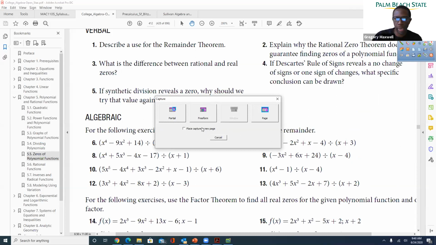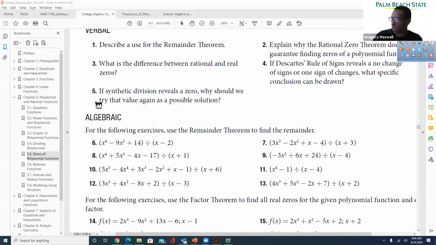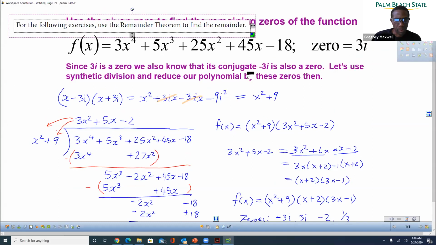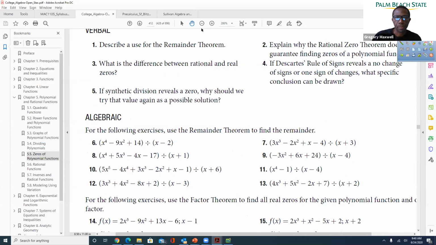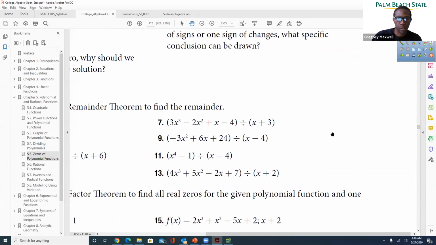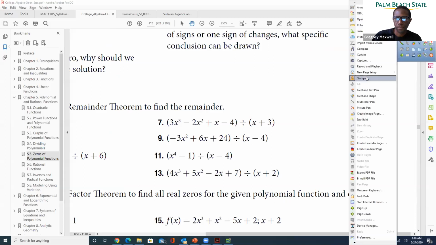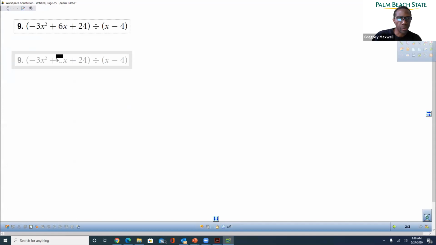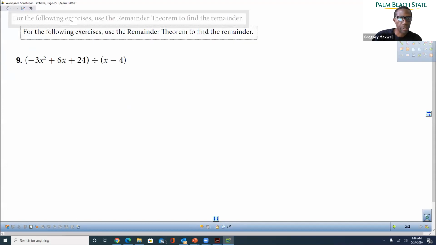Number 9 and number 13. Oh, pardon me. All right, so number 9. These are extremely easy using the remainder theorem.